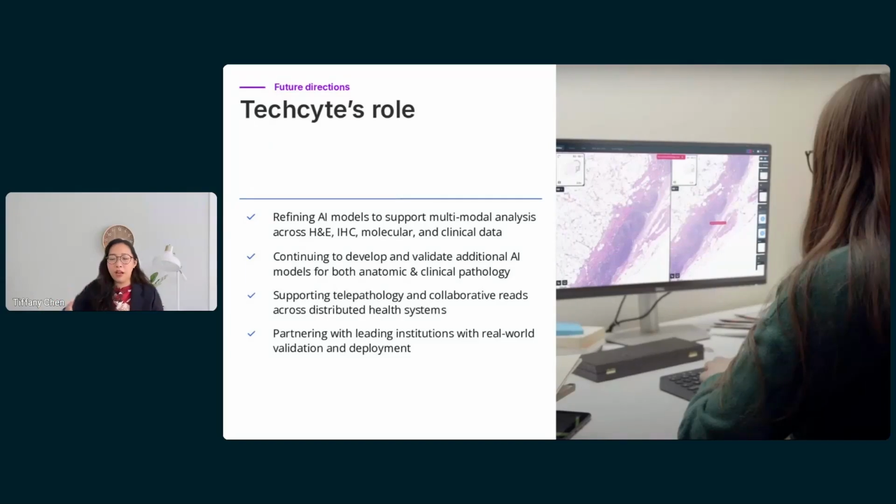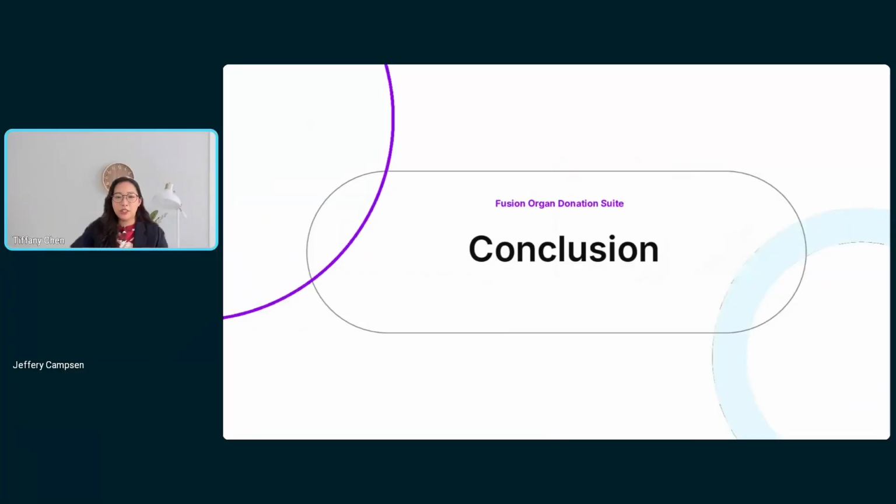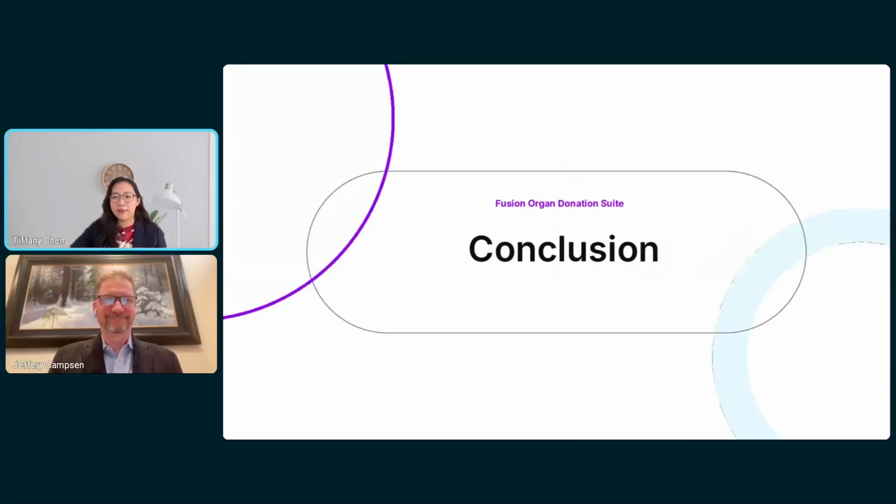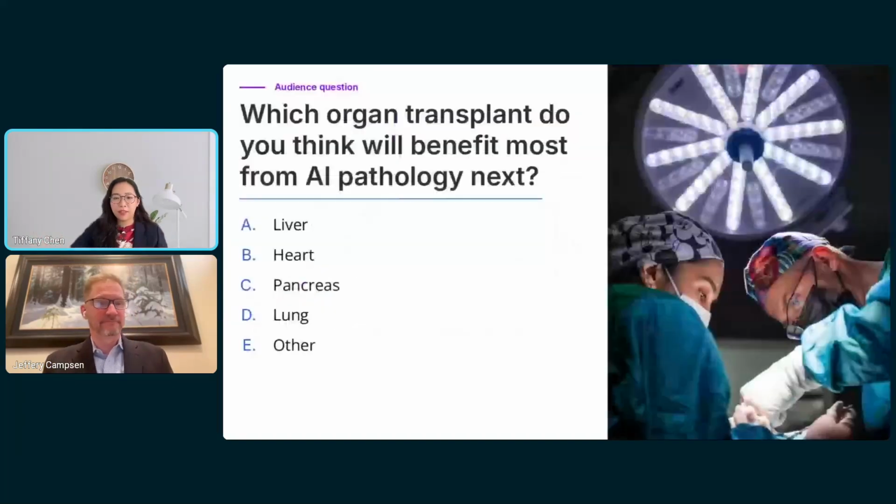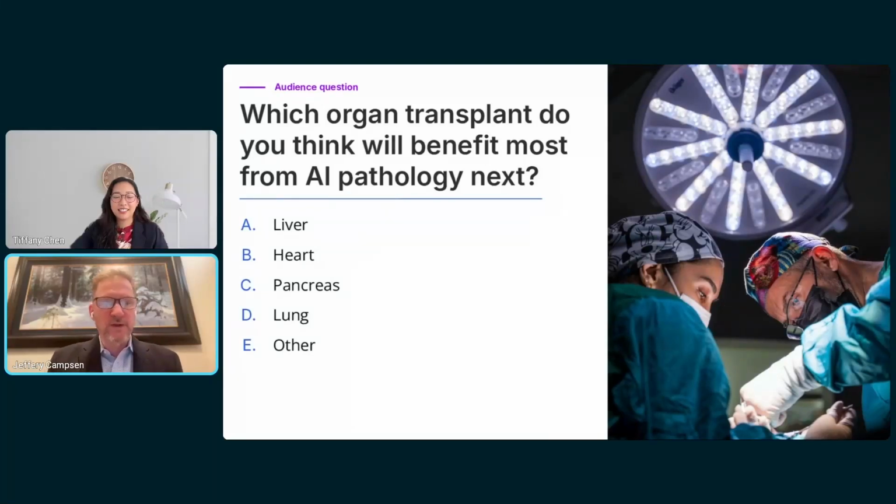So this is all building on our single unified platform, Fusion. And hopefully you can see how this is one part of Fusion that can really help streamline this clinical workflow that is typically quite challenging, and really also streamline reporting and drive more informed decision-making. So let's just bring it all together now. I know Dr. Campsen has a few other maybe more interactive activities that we can share with the audience today. So turning it back to you, Dr. Campsen. Thank you.